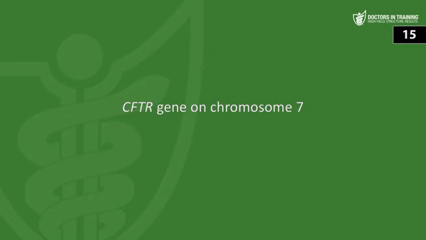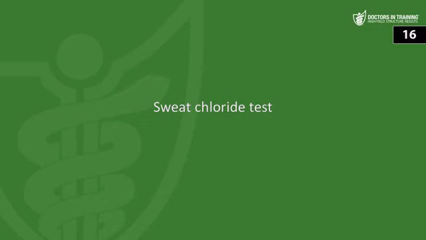First question, what gene is defective in cystic fibrosis? So remember, in cystic fibrosis, it's that CFTR gene, and where is it? It's on chromosome 7. Next, what is the traditional test used to diagnose cystic fibrosis? Remember, it's that sweat chloride test. So when the concentration of the chloride ion exceeds 60 milliequivalents per liter, this is diagnostic for cystic fibrosis.